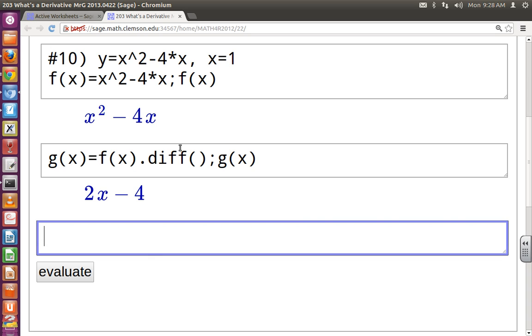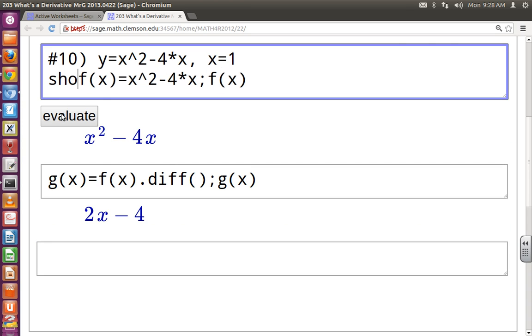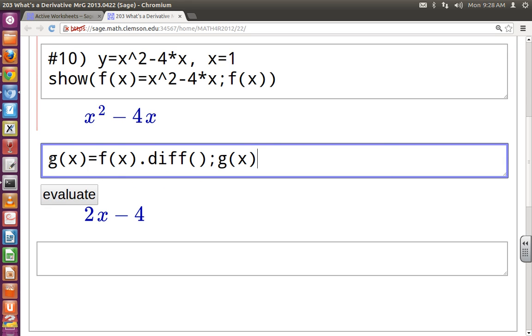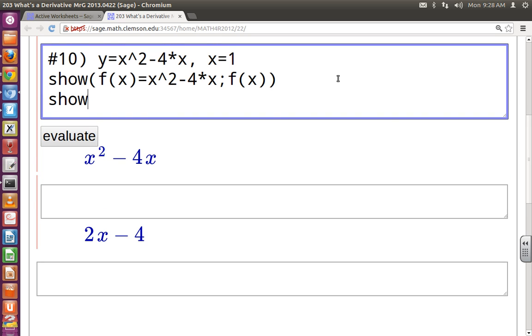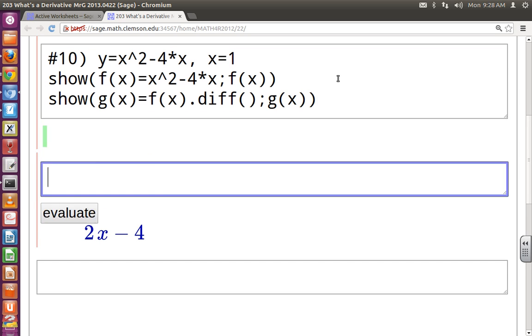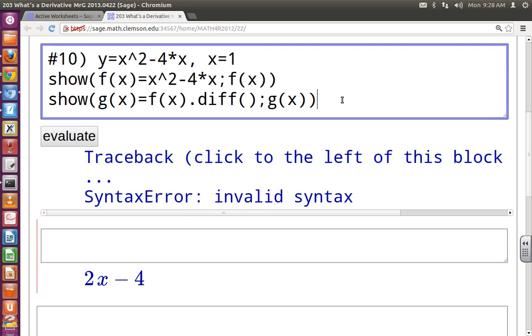Look, what if... how about this? How about I put this all in one cell? Show this, and then I'm just going to copy this. Control X it, put it here. Show that. What'd I do? Well, I don't need to do that anymore.